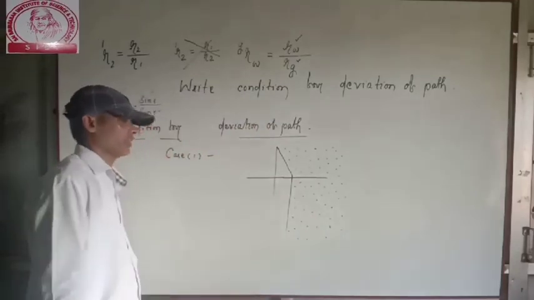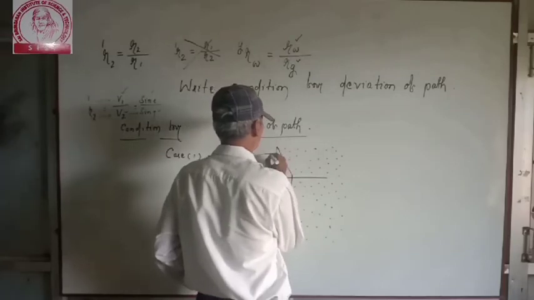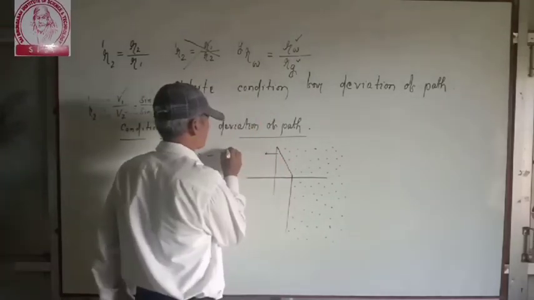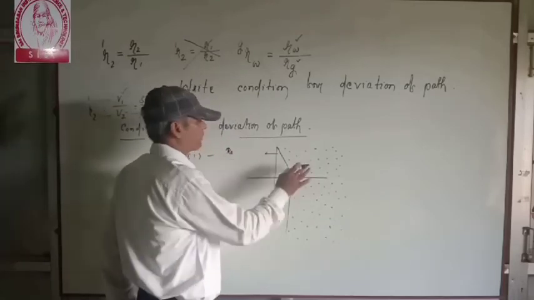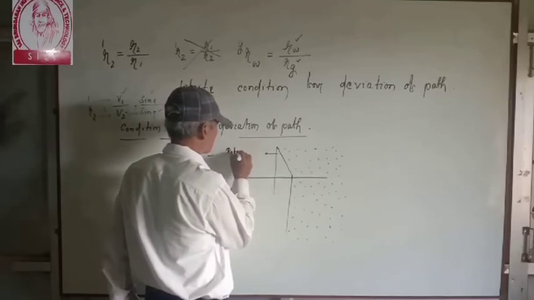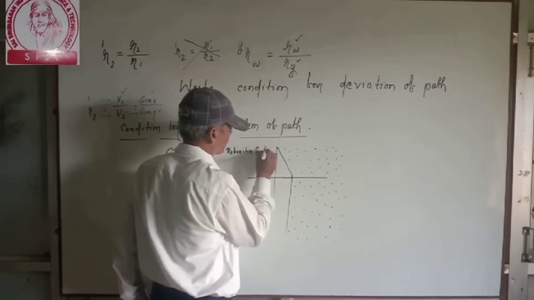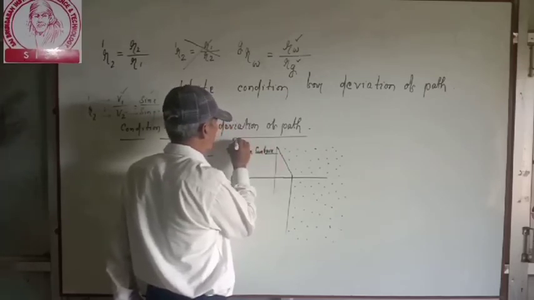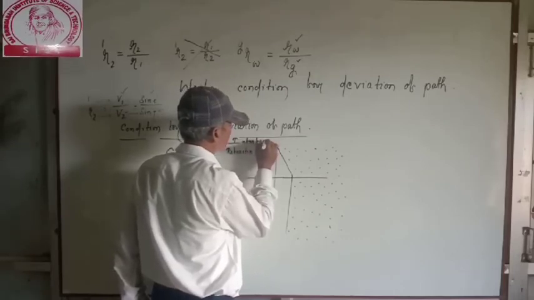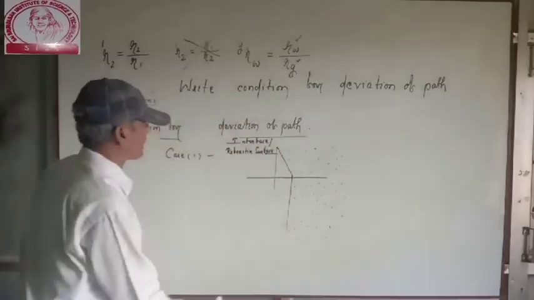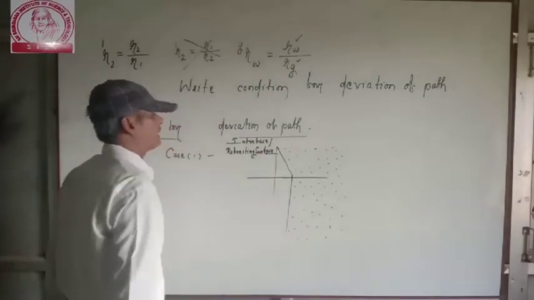Now you see, this is the interface or refracting surface. This is the refracting surface, the surface which separates both the mediums. Refracting surface, okay, or you may say interface.